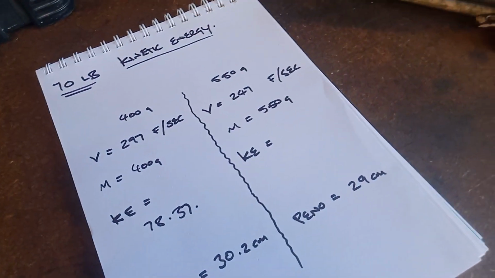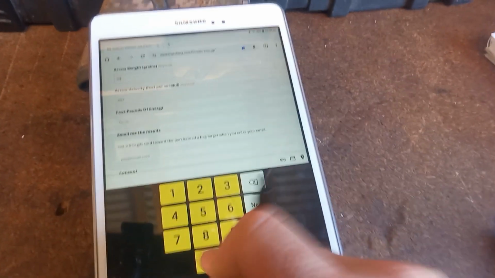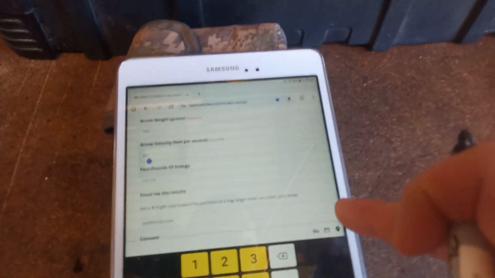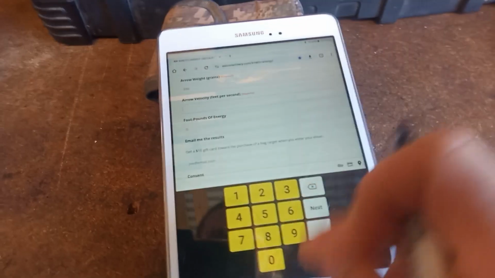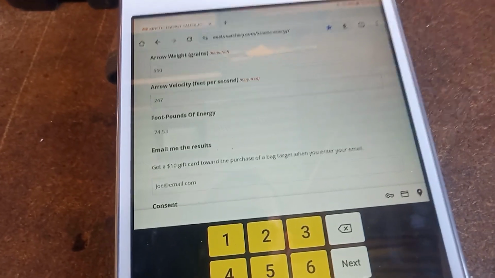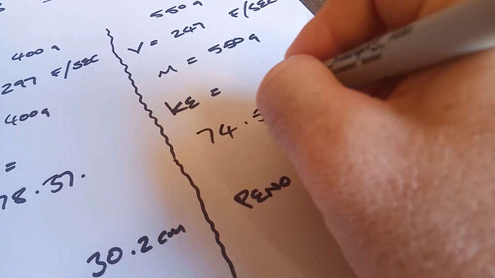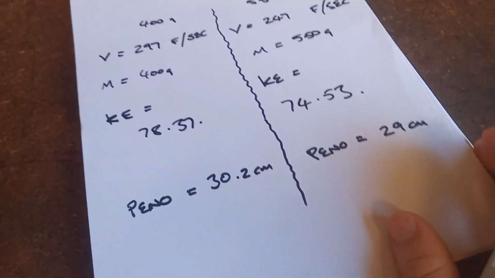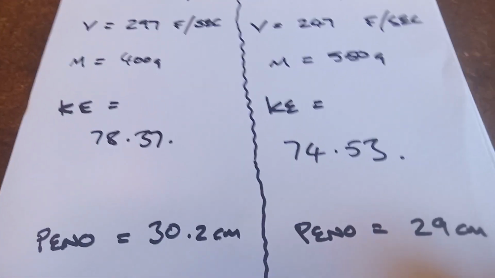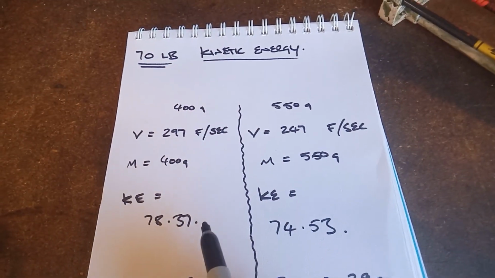And we'll go ahead and do the same calculation for the heavier arrow, 550 grains, and the velocity is 247. Okay, 74.53. So we can see there that our kinetic energy values are different, and they're favoring the lighter arrow now.